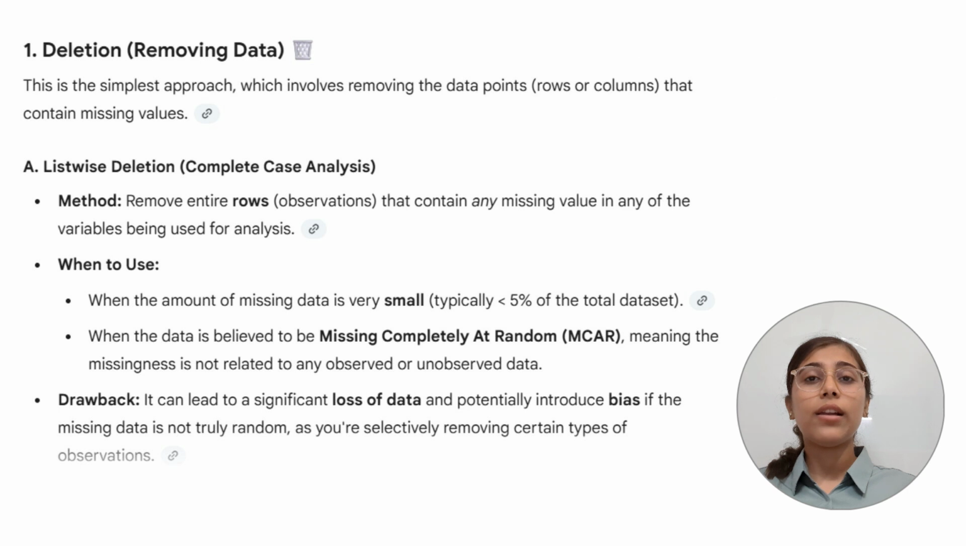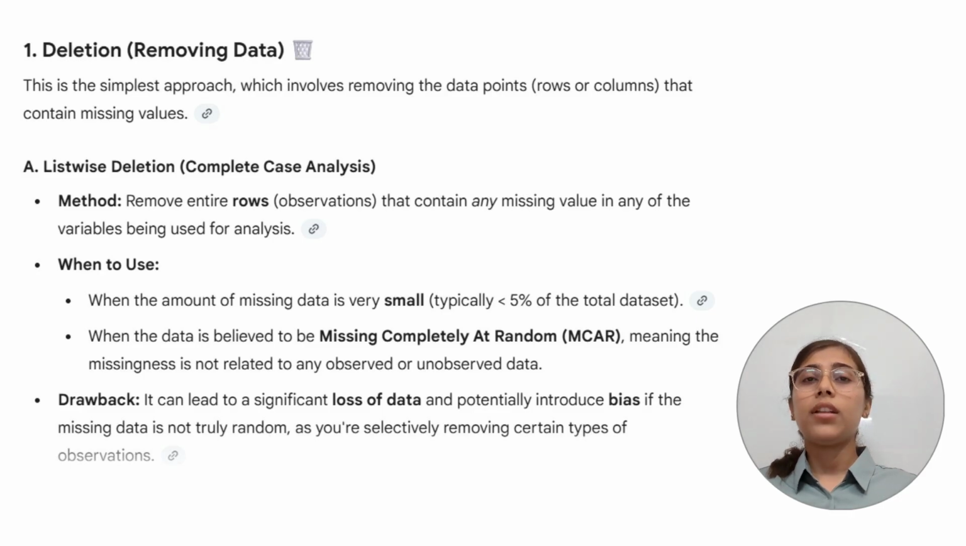Now let's take a look at its drawback. It can lead to a significant loss of data and potentially introduce bias if the missing data is not truly random, as you are selectively removing certain types of observations.